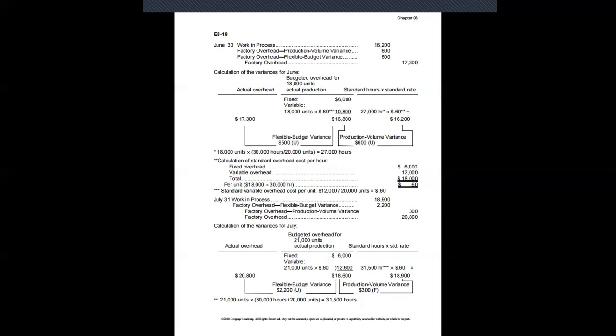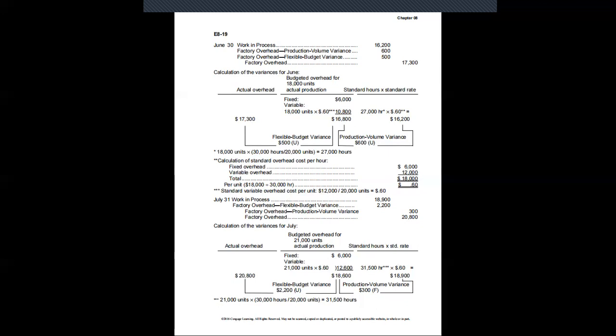Then the standard rate is 0.60, so the standard hours times standard rate equal 16,200. So the production volume variance is equal to 600, which is the difference between 16,800 and 16,200. Again, the variance is unfavorable.